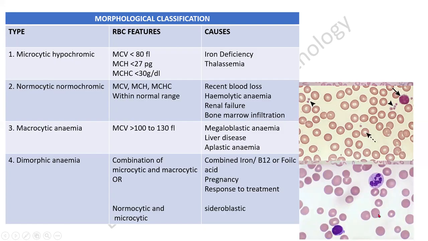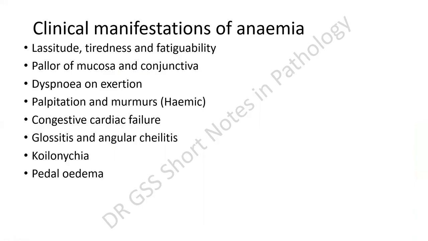Or sometimes it can be macrocytic. Look at these cells. The cells are large. When compared to the lymphocyte, these RBCs are larger. Some of them are oval. So it is a case of macrocytic anemia. So this is called a morphological classification. Have this in mind.